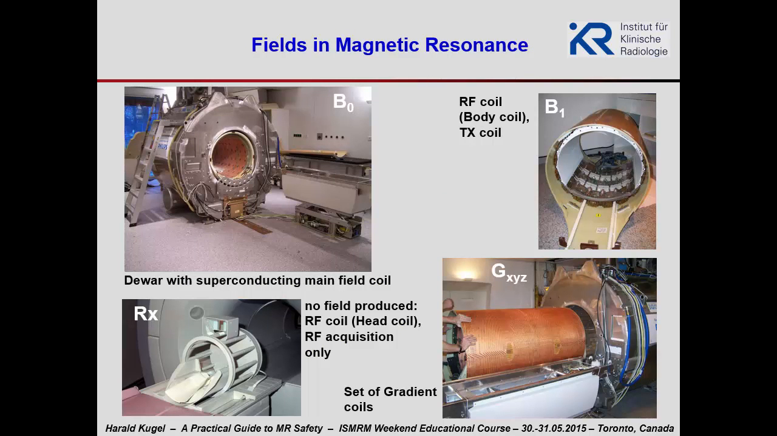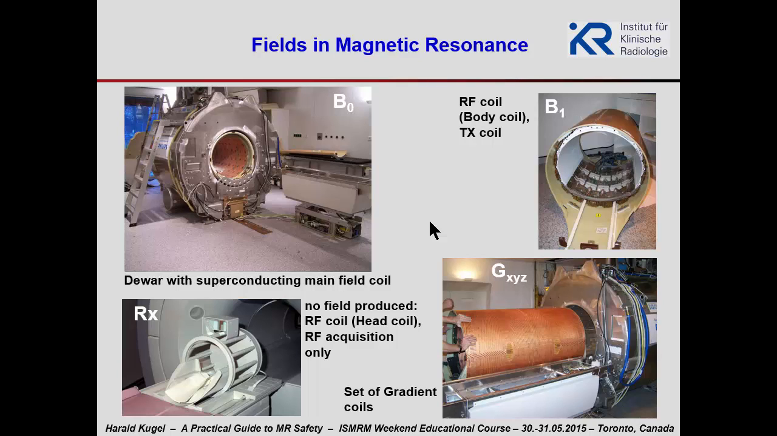Let's first have a look at the electromagnetic fields in magnetic resonance. At first, there is the static magnetic field, B0, which is produced in a coil which you usually don't see. Also in this image, we don't see the coil. We see only the dewar filled with liquid helium in which this coil is immersed.